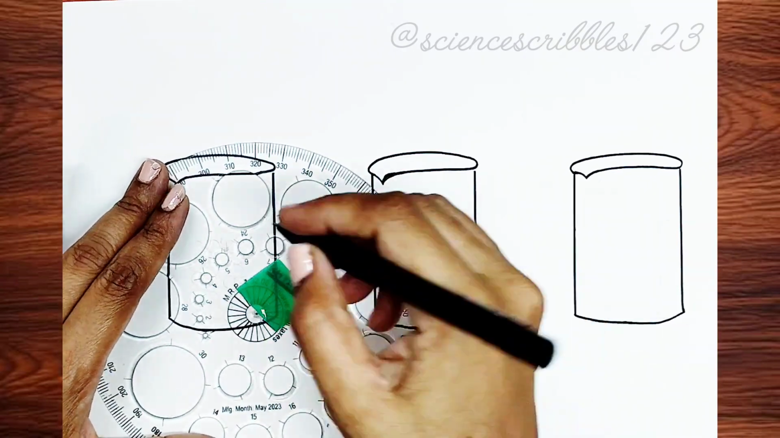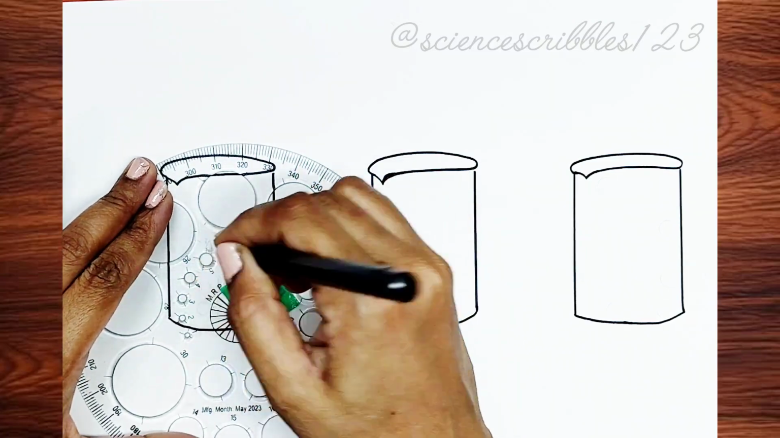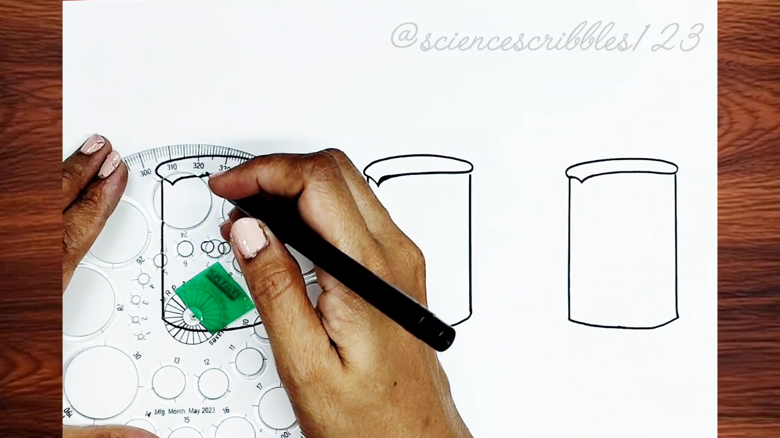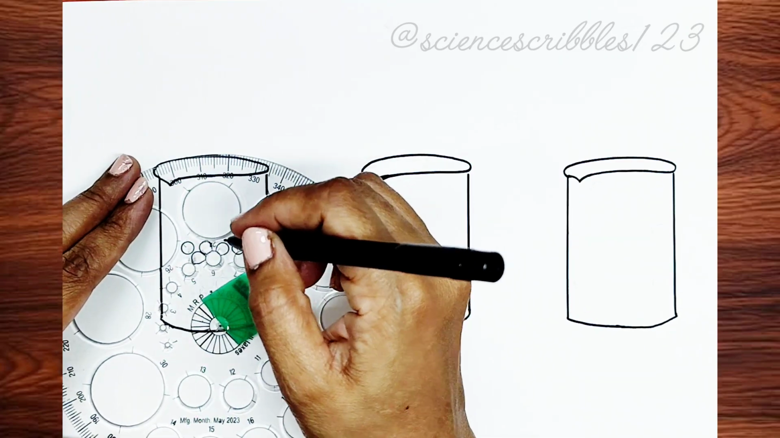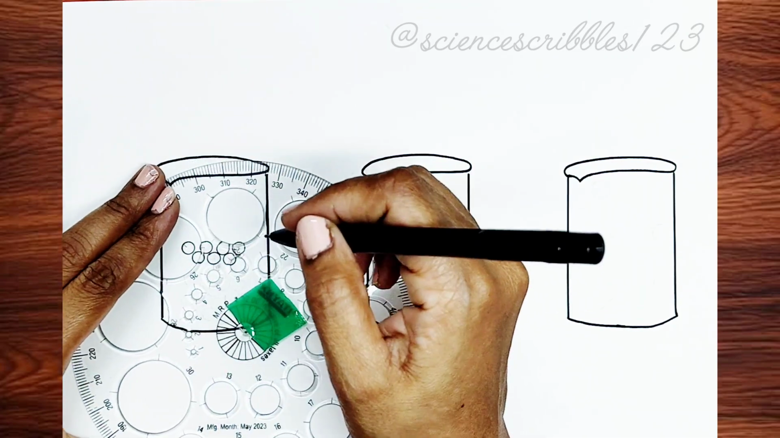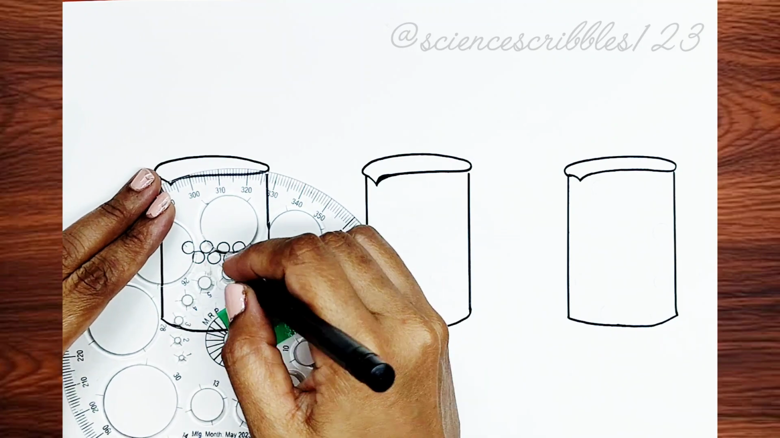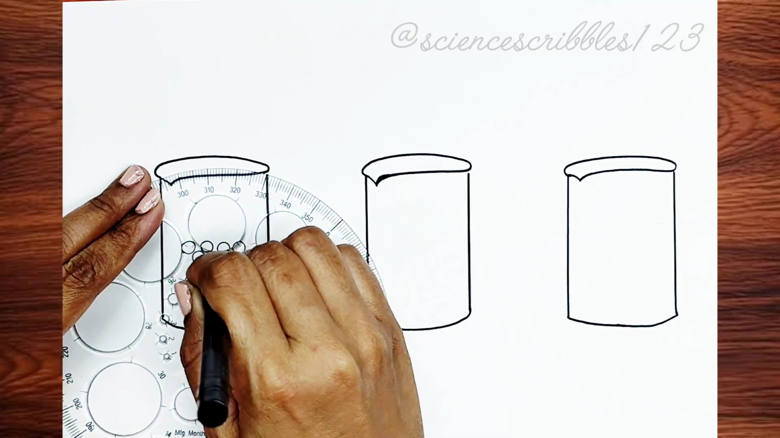In the first beaker, let's draw the molecules in the solid state. Use a 360-degree protractor to draw small circles closely packed together. There should not be much distance between one molecule and another, as solid particles are tightly packed.